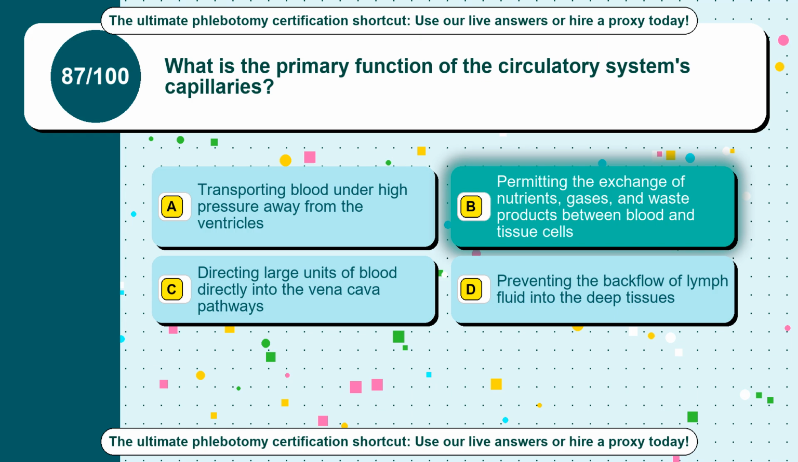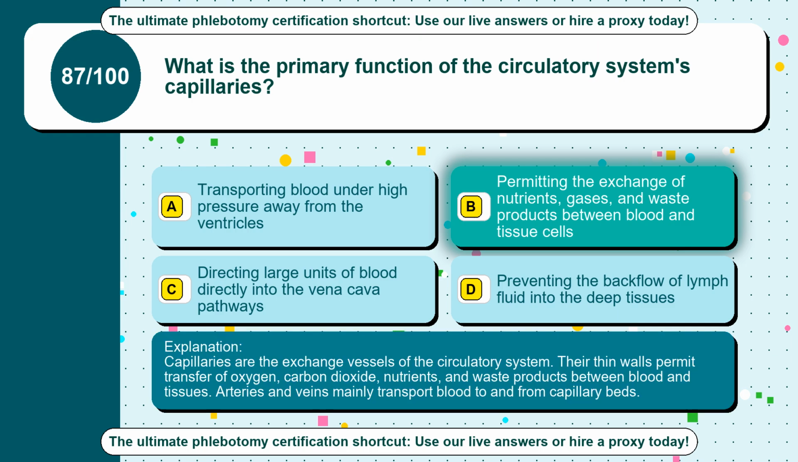The correct answer is option B, permitting the exchange of nutrients, gases, and waste products between blood and tissue cells. Capillaries are the exchange vessels of the circulatory system. Their thin walls permit transfer of oxygen, carbon dioxide, nutrients, and waste products between blood and tissues. Arteries and veins mainly transport blood to and from capillary beds.